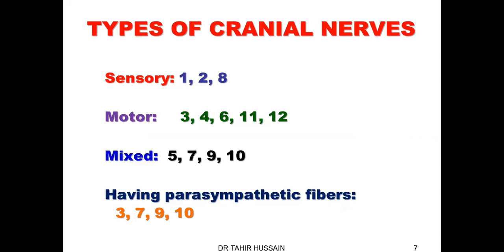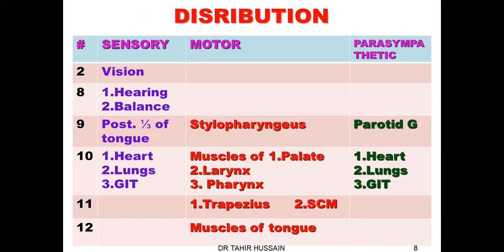So before starting these, from second and eighth to 12th nerves, there are some general points about the cranial nerves. We know that the first, second, and eighth are purely sensory nerves, and 5, 7, 9, and 10 are the mixed nerves. Third, fourth, sixth, 11, and 12 are motor. And only four nerves, third, 7, 9, and 10, carry parasympathetic fibers.